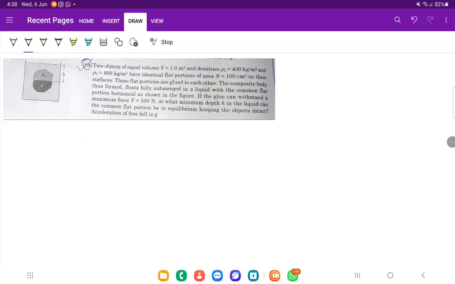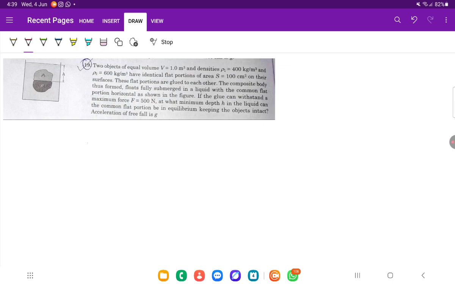Welcome back everyone. So today I picked up another problem from the fluid mechanics chapter from Pathfinder. It's question number 19 from the build up your understanding section. It will test your buoyancy force understanding, and all over, I guess, hydrostatic pressure related concepts will also get revised through this problem. So let's read the problem first.